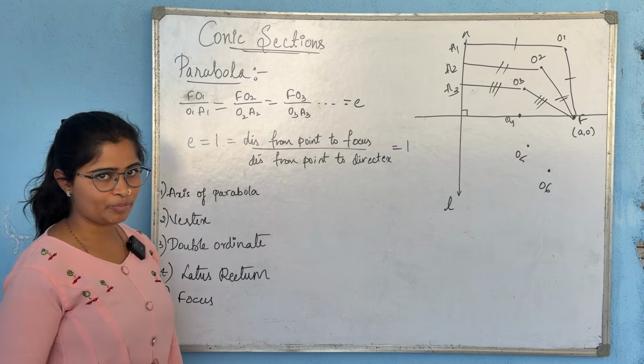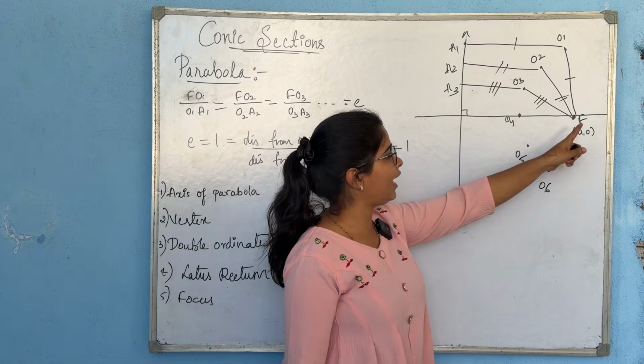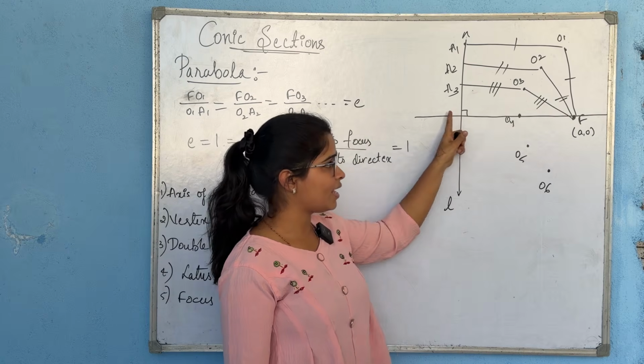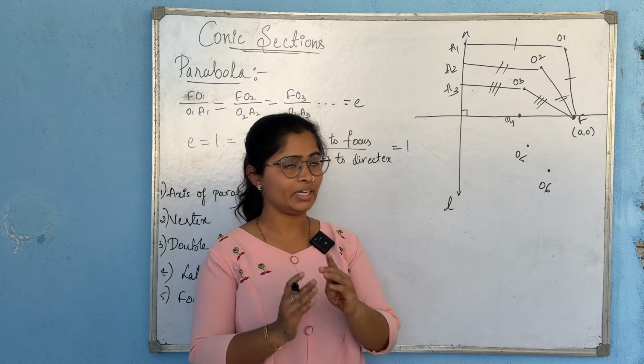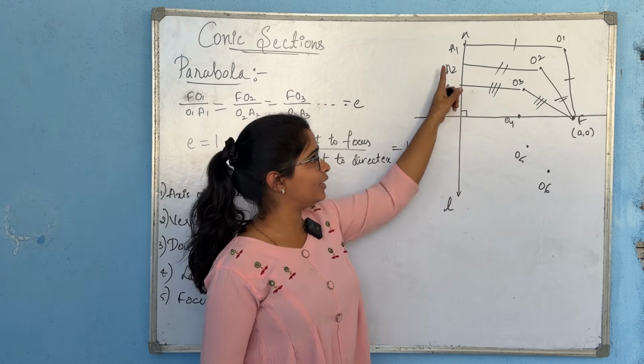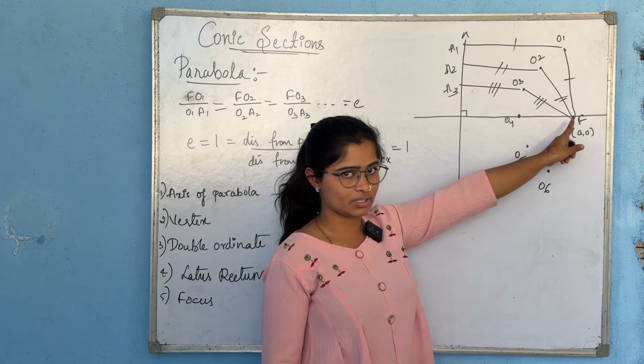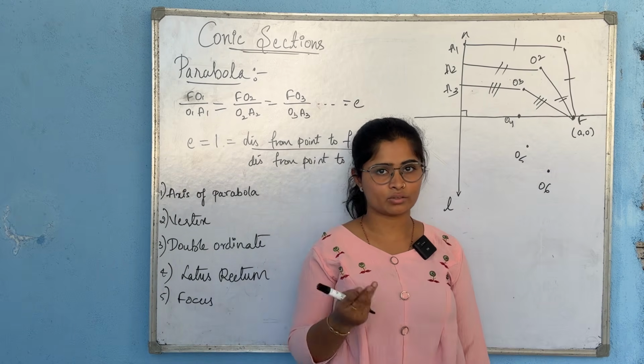So what is the axis of parabola? It is a line which is perpendicular to the directrix and passes through the focus. Such a line is called the axis of parabola.